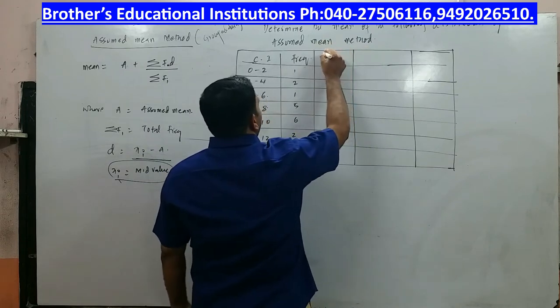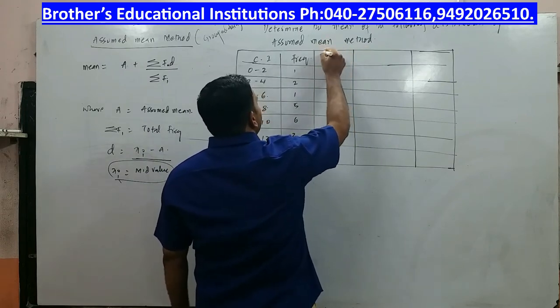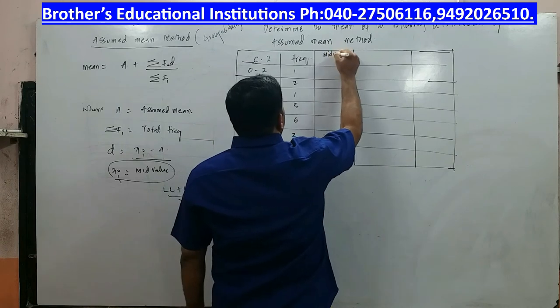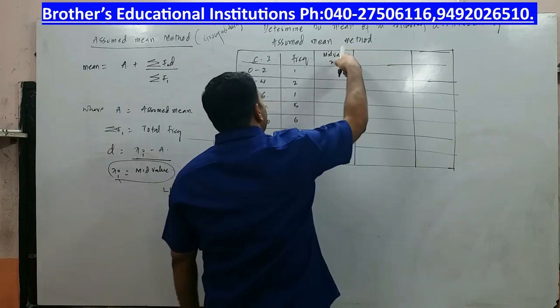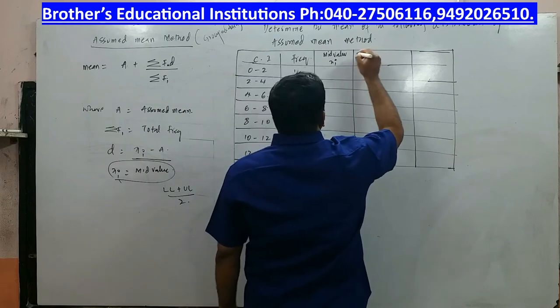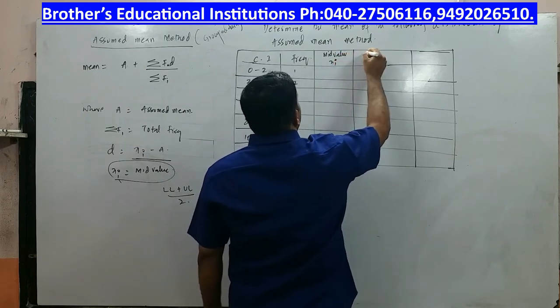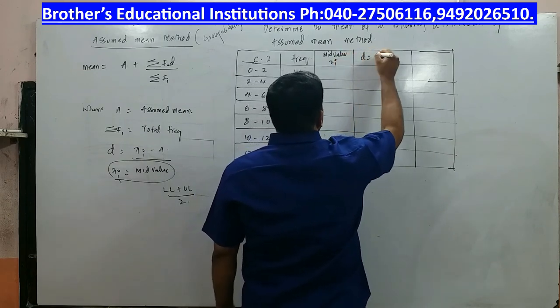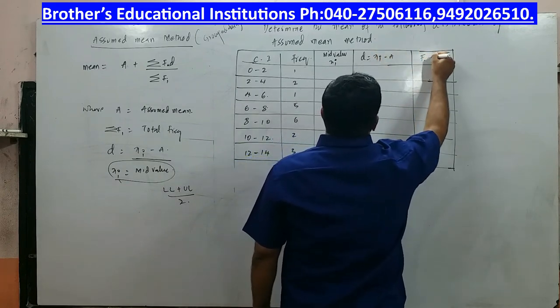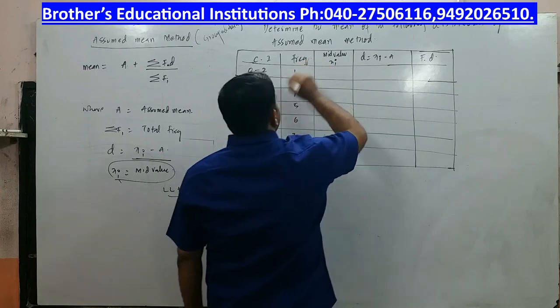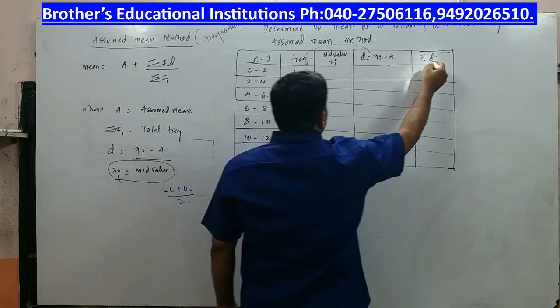The first column I always require when we are dealing with mean is the mid value. I call that xi. After the mid value, I need to calculate the deviation. D is equal to xi minus A, and then followed by f into D. This is frequency into D, I have to multiply f into D.